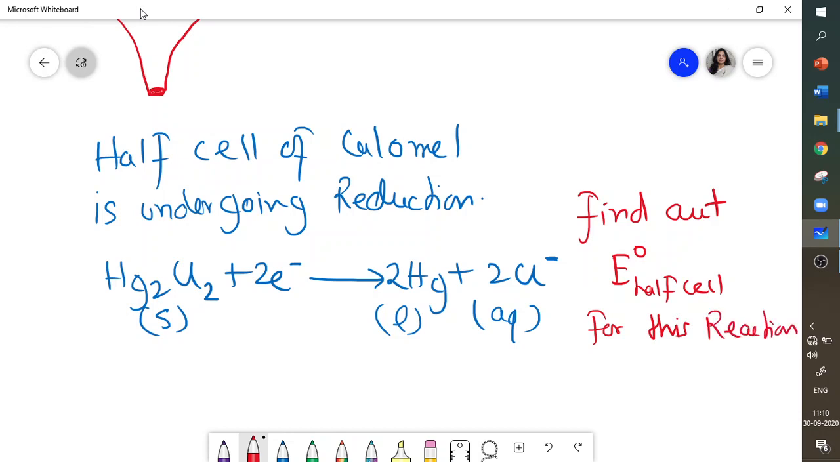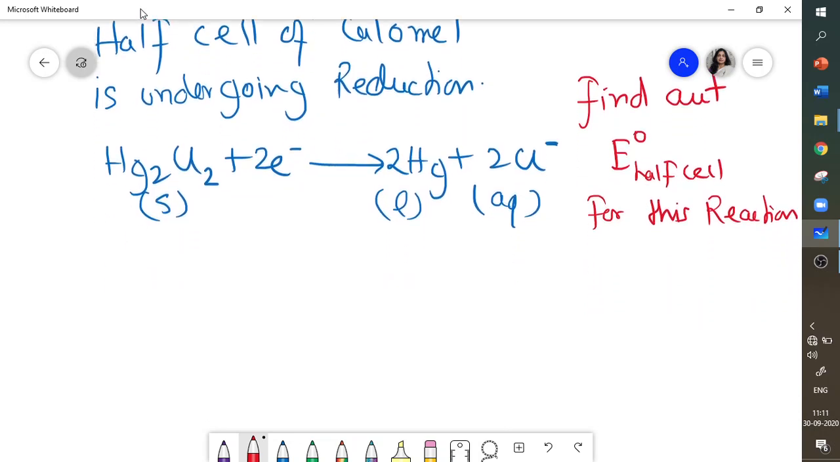Okay, for this reaction, to find out the E naught of the half cell, now how to find that out is the main task, because on the basis of the calomel electrode they can give you several questions, so we just have to see how we can find this out.